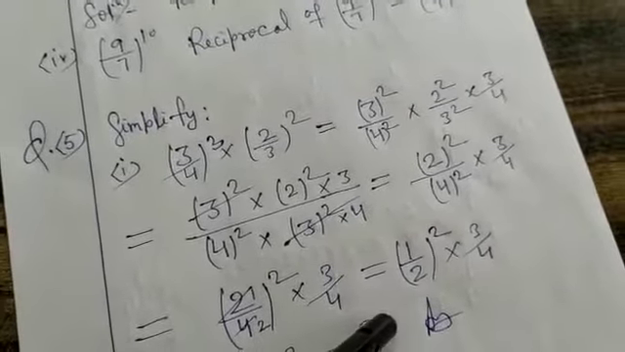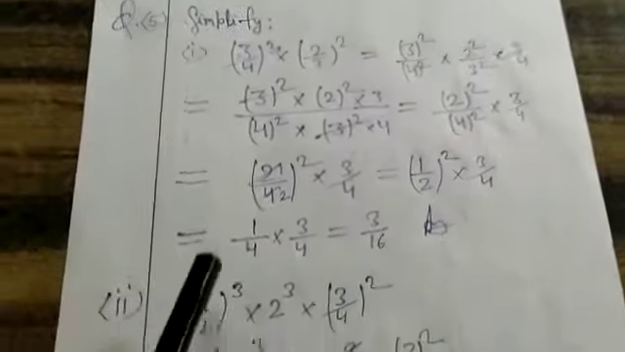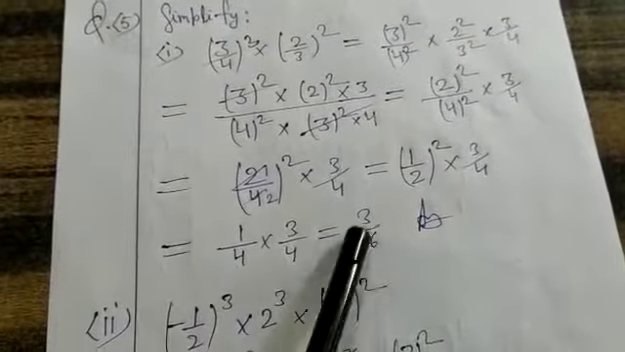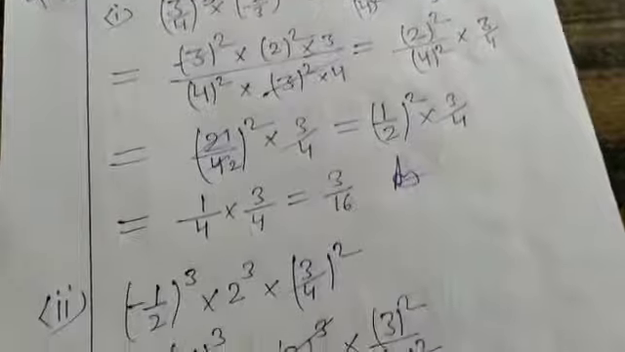So 1 into 3 is equal to 3, and 4 4s are 16. 3 by 16 is your answer.